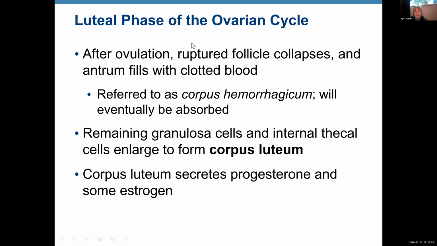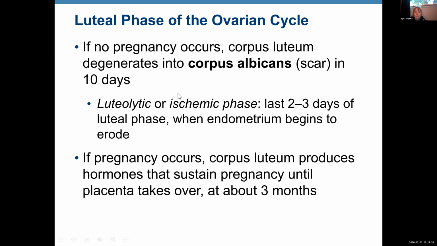So after ovulation, we have the luteal phase of the ovarian cycle, because we don't have a follicle anymore. Instead of a follicle, we have the corpus luteum. So after ovulation, the ruptured follicle collapses, its center fills with clotted blood, and it's referred to as the corpus hemorrhagicum, which will eventually be absorbed. The remaining granulosa cells and internal theca cells enlarge to form the corpus luteum. The corpus luteum secretes progesterone and some estrogen. If no pregnancy occurs, the corpus luteum degenerates into the corpus albicans in 10 days. The luteolytic or ischemic phase lasts 2-3 days of the luteal phase, when the endometrium begins to erode. If pregnancy occurs, then the corpus luteum produces hormones that sustain pregnancy until the placenta takes over at about 3 months.